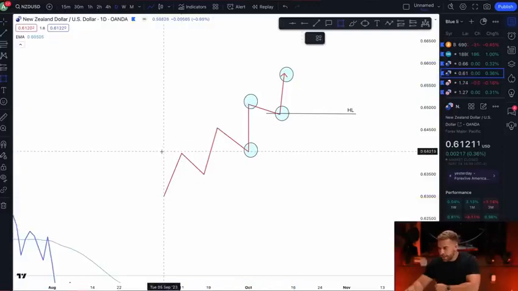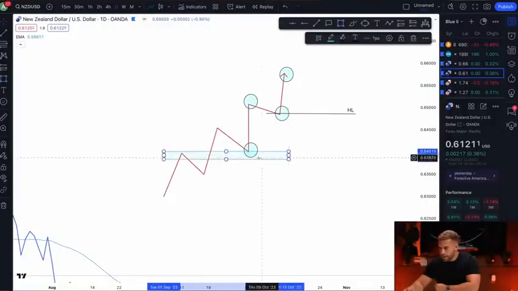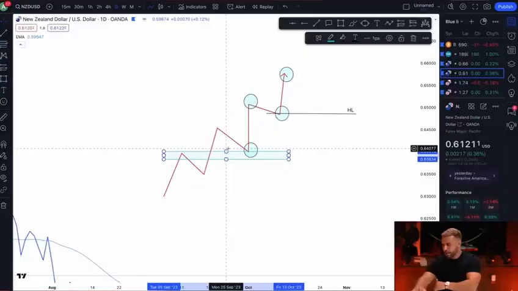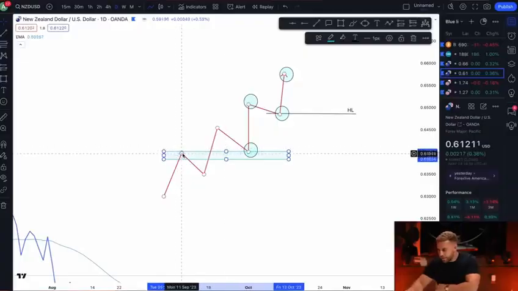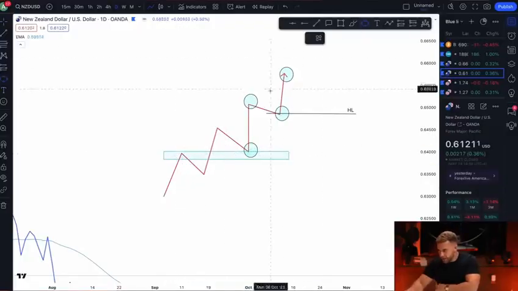So this right here is a level of support and resistance. Oh, by the way, it's the same thing as supply and demand. It's the same thing as order blocks. It's the same thing as all these different types of terminology. It's all the same thing. Support and resistance is the same thing as everything. Literally the same thing.